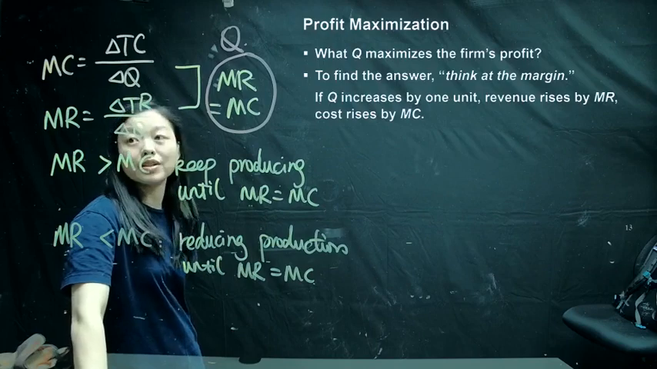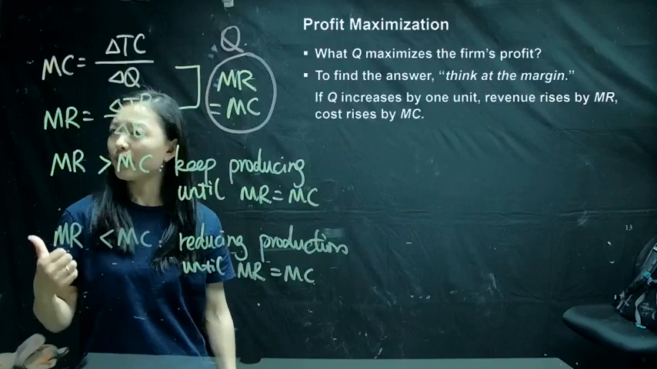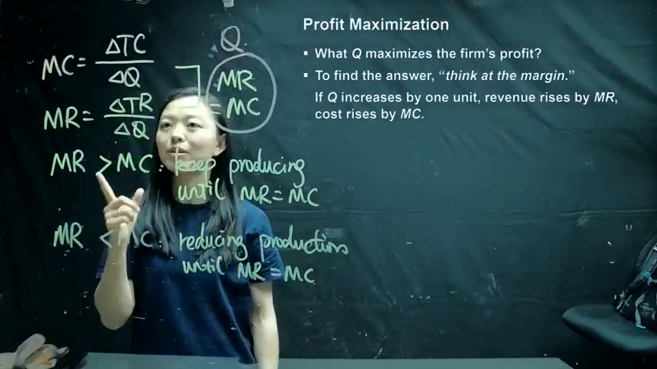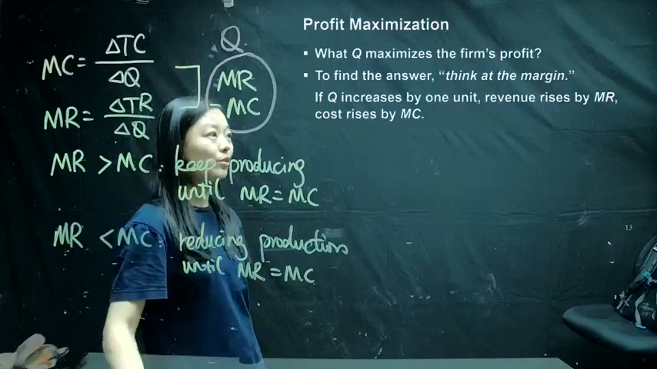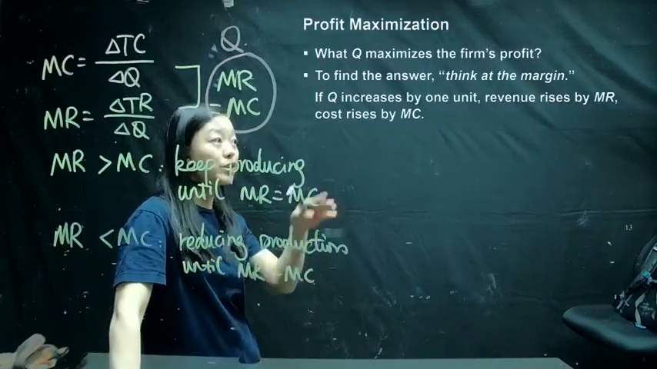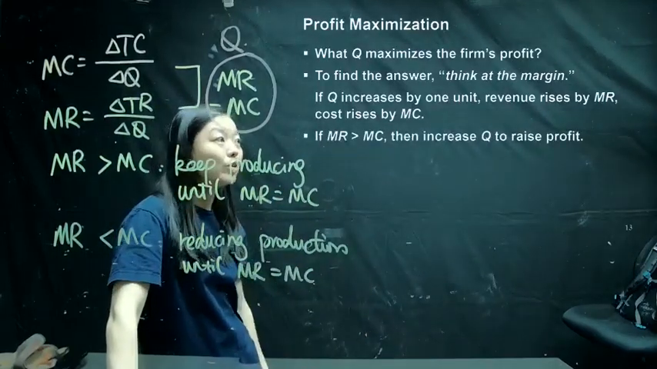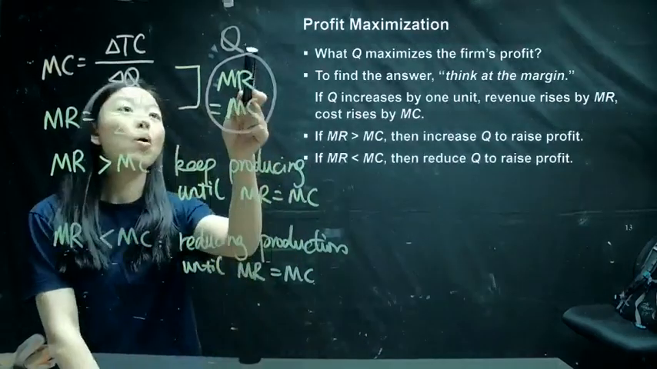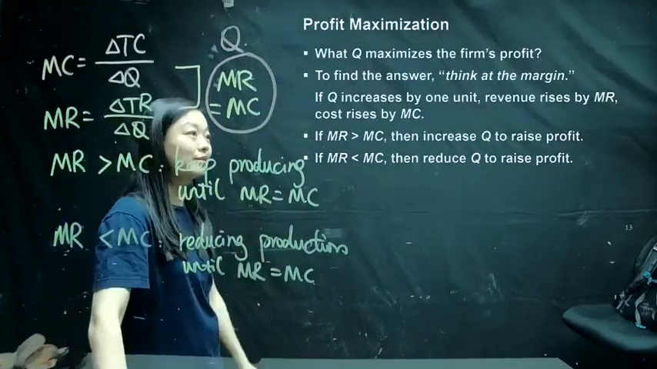Thinking at the margin is something we talked about in the first chapter, right? In the first chapter, we already told you that margin is a very typical micro concept, right? And then we say if quantity increases by one more unit, revenue increases by marginal revenue and cost will increase by marginal cost. Therefore, we will always choose the quantity that can make marginal revenue equal marginal cost.